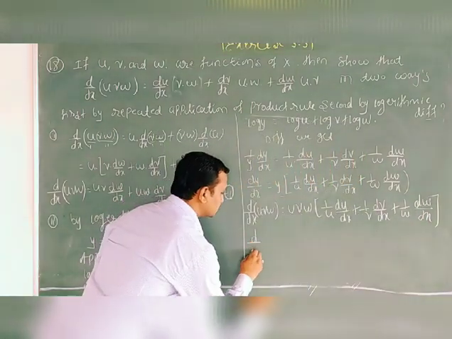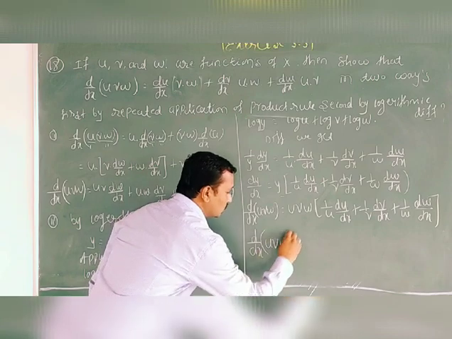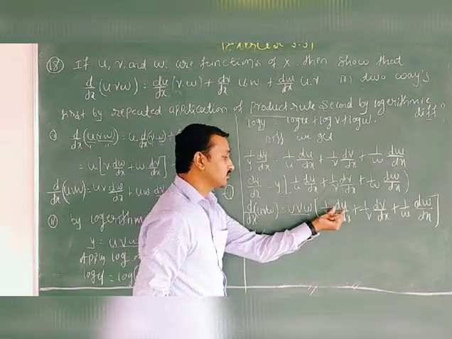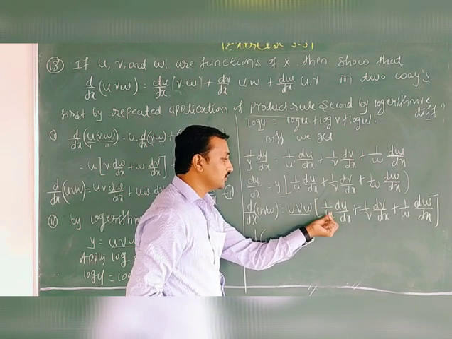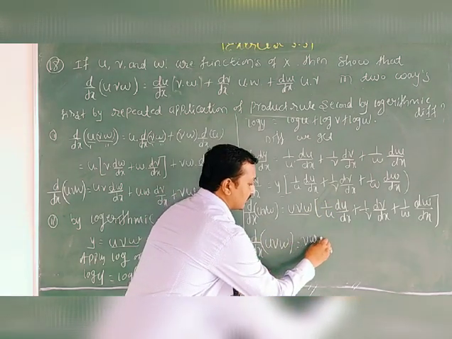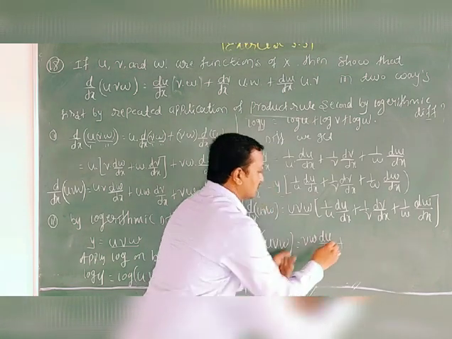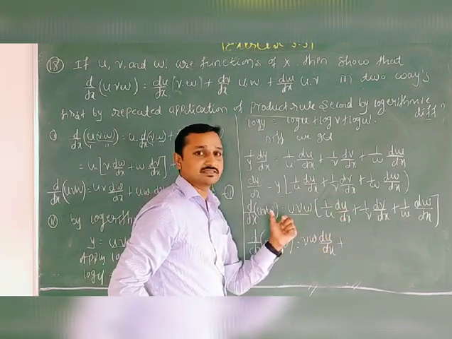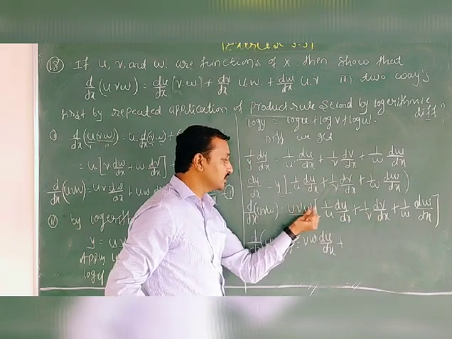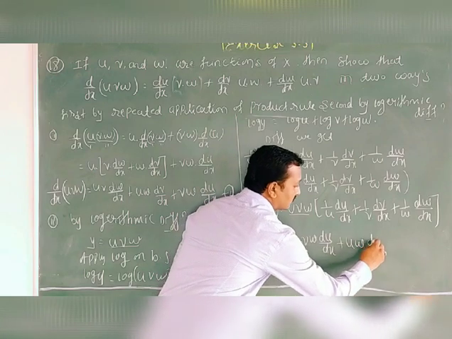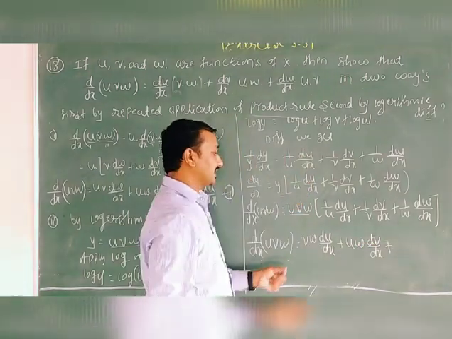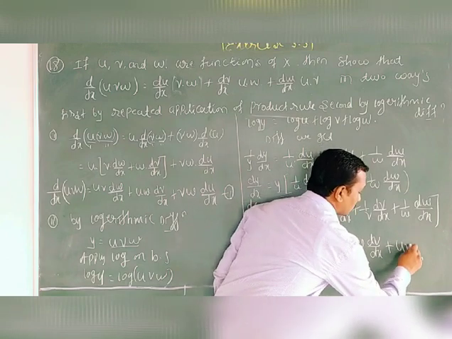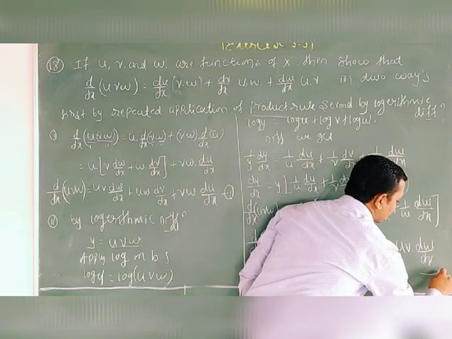Okay? Then last, d by dx of u v w is equal to, we will multiply u v w to this term. So in first term we multiply u v w, then u and u get cancelled. Remaining term is v w into du by dx. And second term we will multiply, v and v cancel, only u into w into dv by dx. Plus, and the next term we will multiply, w and w get cancelled, only u into v into dw divided by dx. So this is equation number 1.